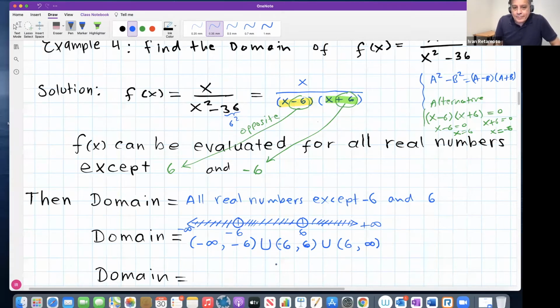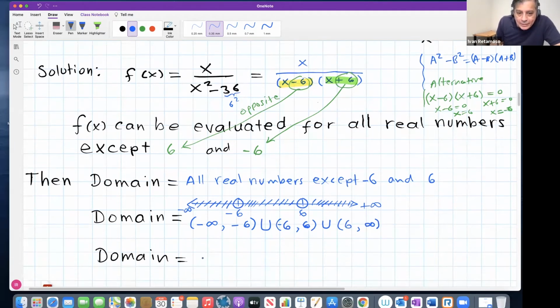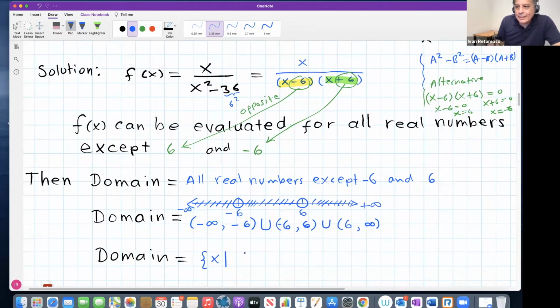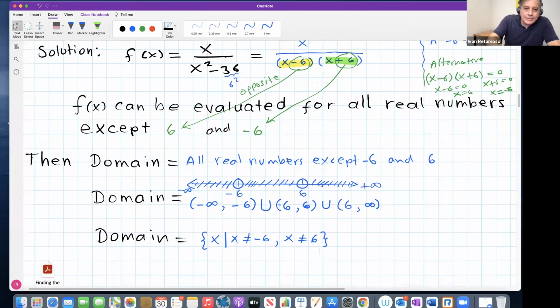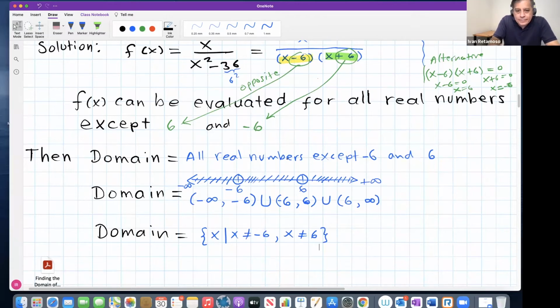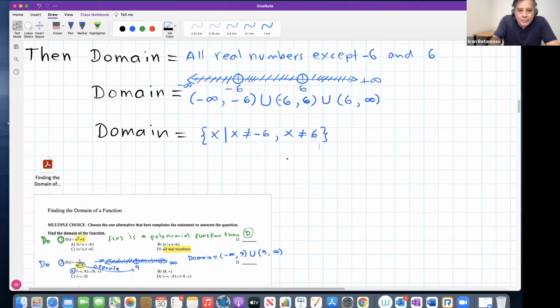Very good. Now, using set builder notation, this should be the set of all x such that x not equal to negative 6 and x not equal to 6, right? Set builder notation. You see, these three are completely equivalent. Very good.